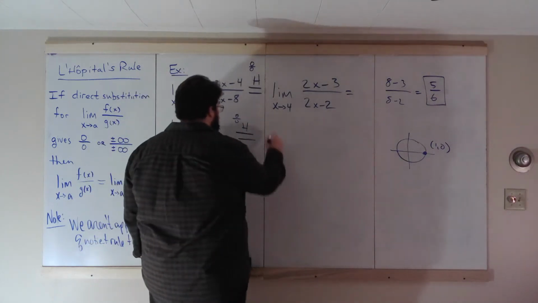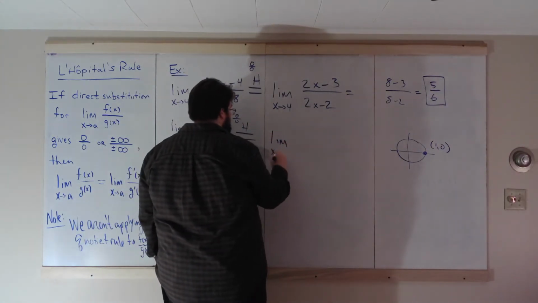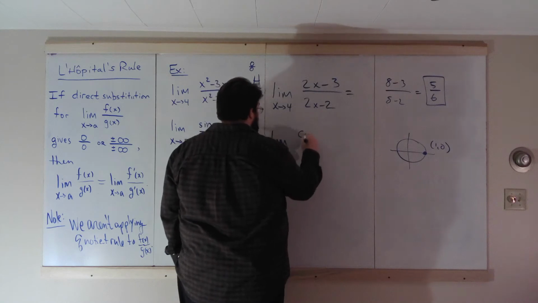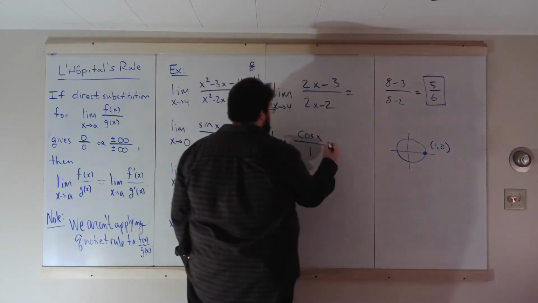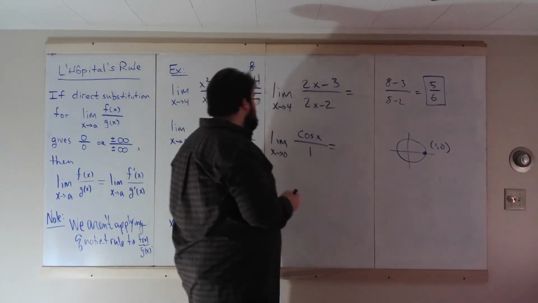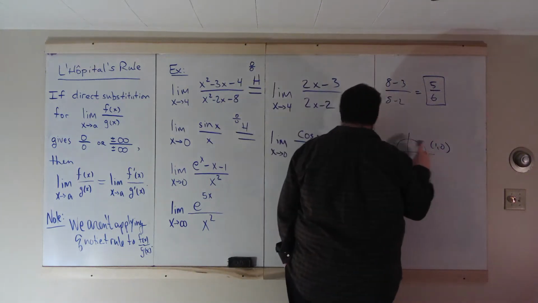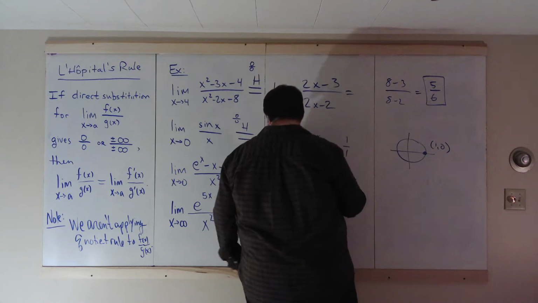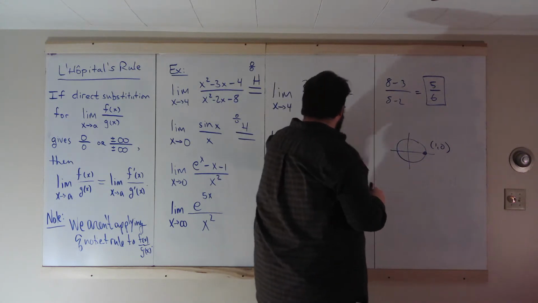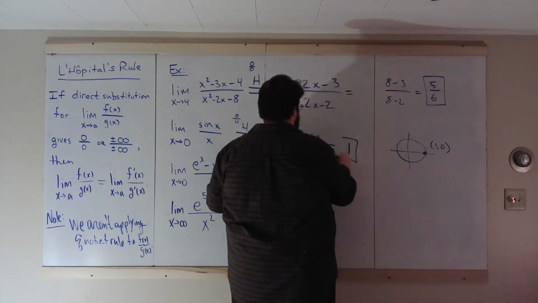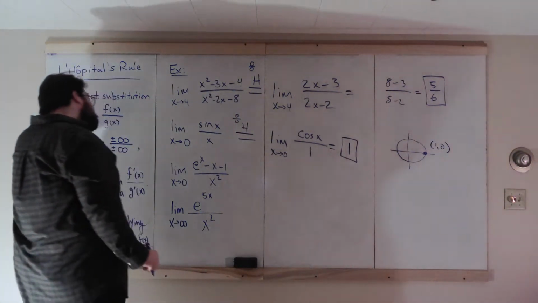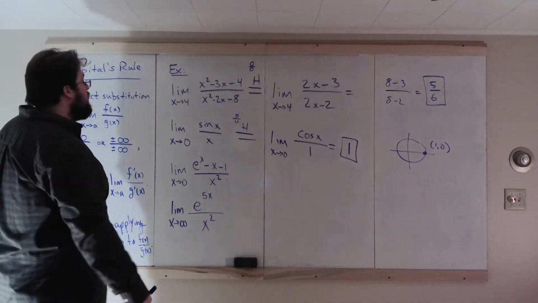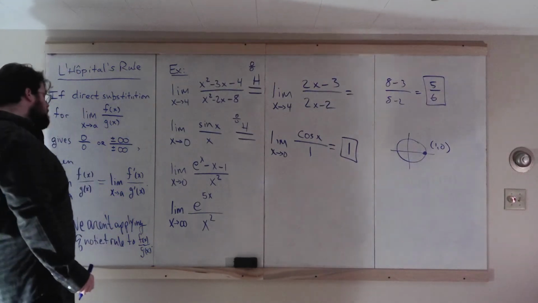And what do we get? Well, the limit equals this limit. Derivative of sine is cosine. Derivative of x is 1. What happens when we substitute here? Cosine of 0 is 1. 1 divided by 1 is 1. So again, we had a second way of doing that limit. How about this next one?